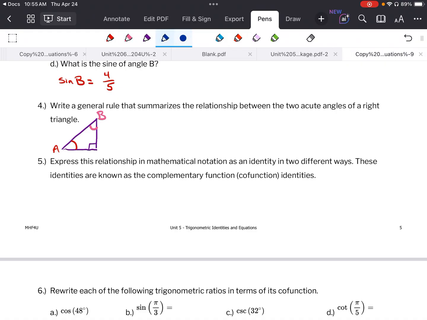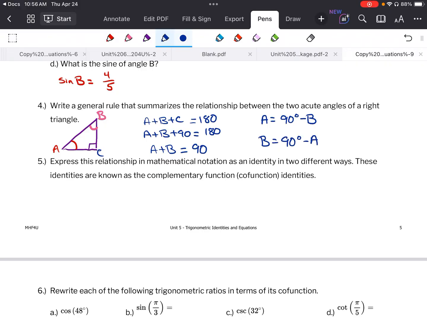Well, what we know is that A plus B plus C, so C would be the 90 here, must equal 180. Again, we know that C is 90, so A plus B plus 90 equals 180. So if we subtract 90 from both sides, we get that A plus B equals 90. And that tells us that angle A is going to be 90 degrees take away B.